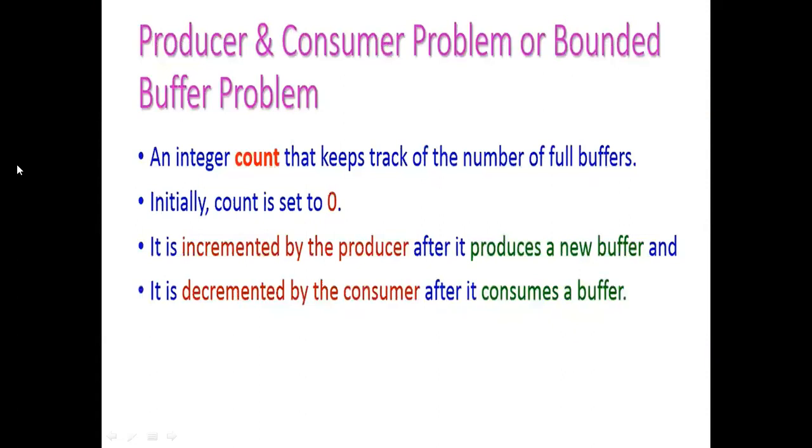So in the producer consumer problem, there is an integer variable, that is count, that keeps track of the number of full buffers. Initially, the count value is set as 0. The count value will be incremented by the producer process after it produces a new buffer, and the count value will be decremented by the consumer process after it consumes the buffer.